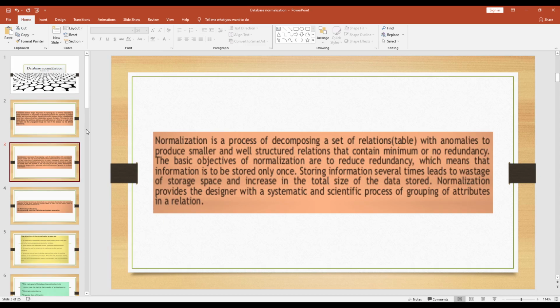Normalization is a process of decomposing a set of relations with anomalies to produce smaller and well-structured relations that contain minimum or no redundancy. The basic objectives of normalization are to reduce redundancy, which means that information is to be stored only once. Storing information several times leads to wastage of storage space and increase in the total size of the data stored. Normalization provides the designer with a systematic and scientific process of grouping of attributes in a relation.